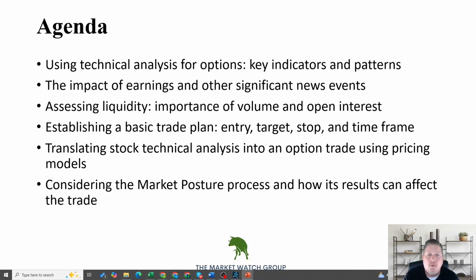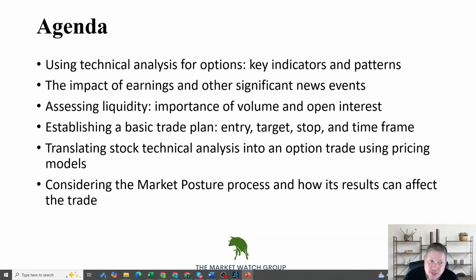We're going to establish the basics of a trade plan: entry, target, stop, time frame. Those are going to come from our technical analysis, and those are going to be used to manage the trade. We're going to make sure you understand how to start translating the technical analysis into an options trade using the pricing model. So we will dip into the model. Not all the way, but we're going to definitely get our toes wet using those option pricing models today.